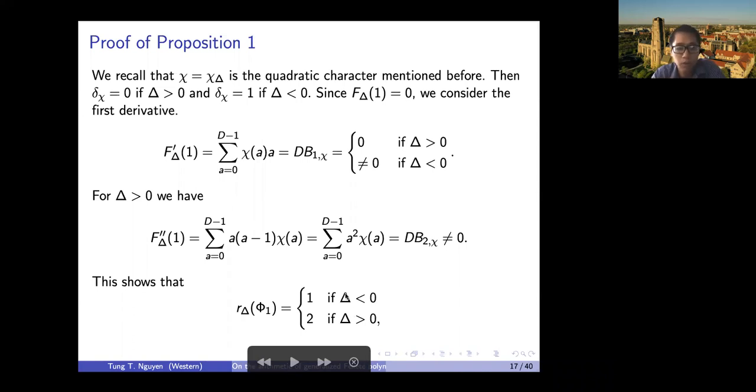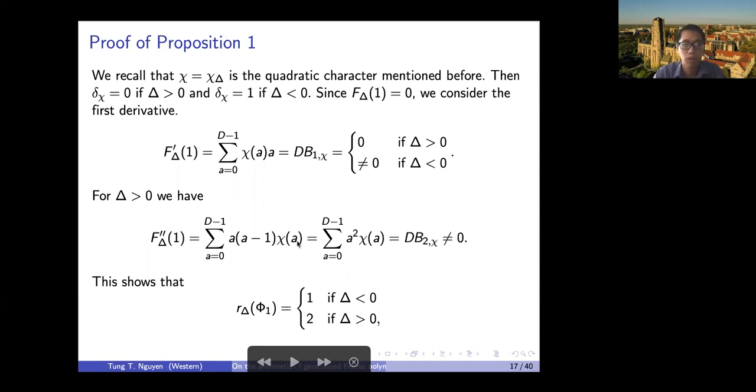So that is a prototype of the proof for the multiplicity of phi1. For phi2, the proof is almost the same. In fact, what I want to say here is that the proof will actually work for any characters. It doesn't have to be quadratic. But as I said earlier, the focus of the talk will be on quadratic characters.